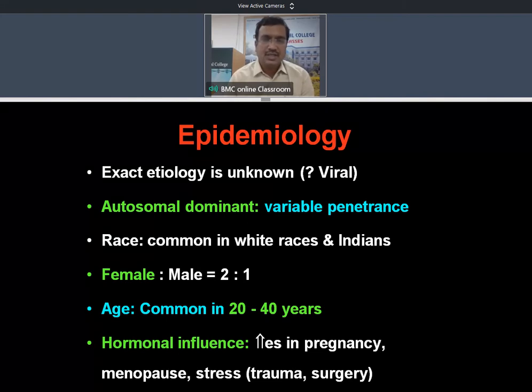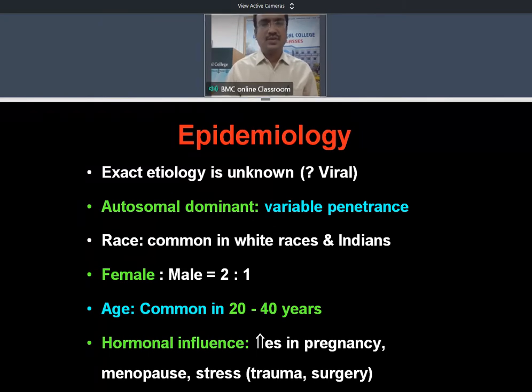There is one theory: the hormonal influence on the development of otosclerosis. That's why it is most commonly seen in females. That is estrogen and progesterone. There is a role of estrogen and progesterone in the development of otosclerosis. So that's why the amount of hearing loss will be more during pregnancy or menopause, or after some stress, like trauma or surgery.